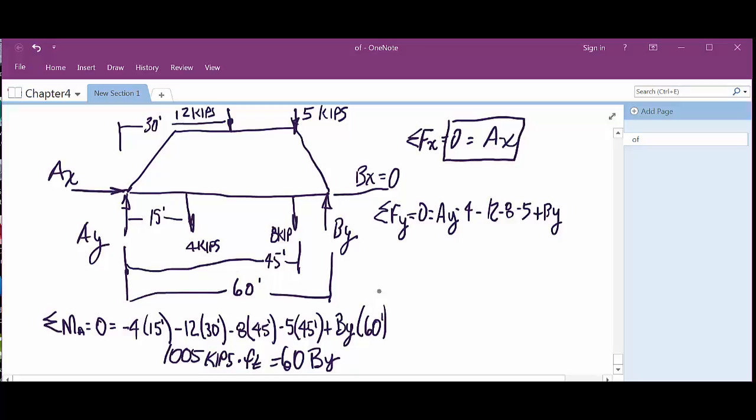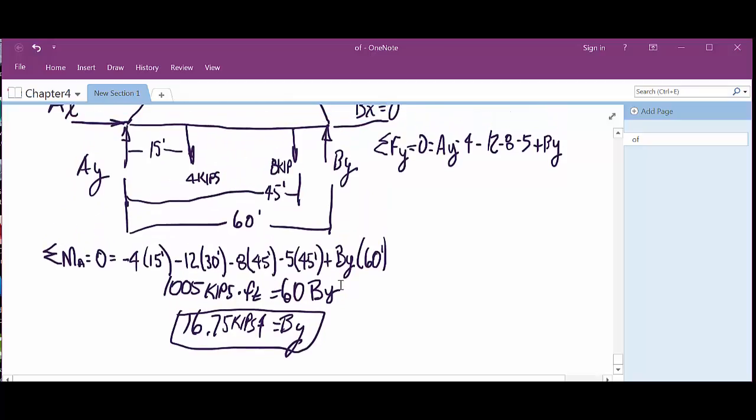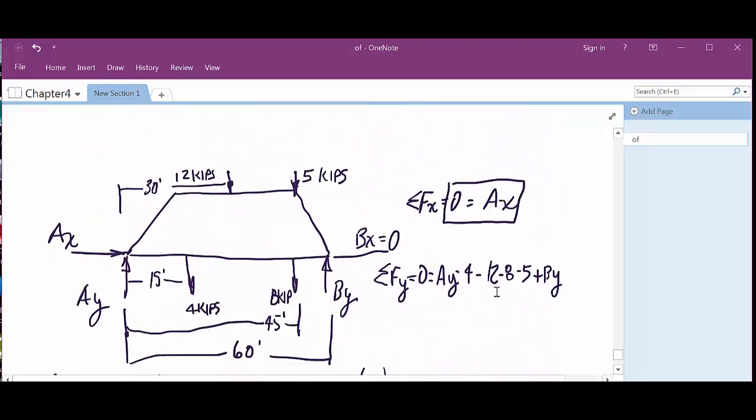1,005 divided by 60 is 16.75. BY equals 16.75 kips. It came out a positive value. We had said it was going up, so it is. This is where, if you had guessed wrong, when you went back to this equation you would have to change that direction.